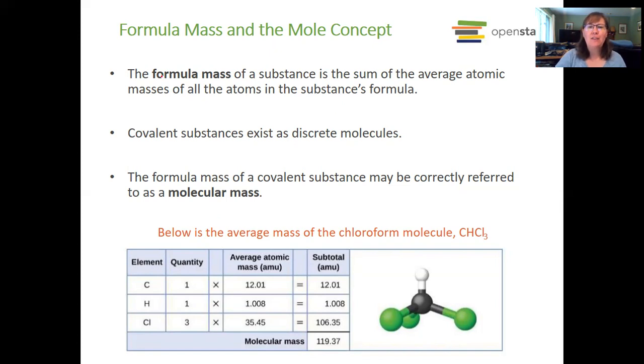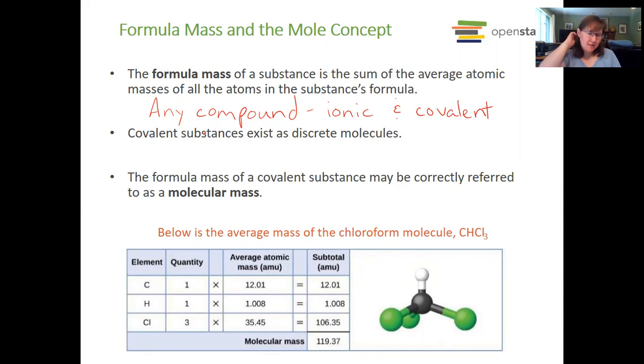But basically, formula mass can be used for any compound. You can say formula mass for any compound, but usually we use it for ionic compounds. But it can be ionic and covalent. Covalent substances exist as discrete molecules. Ionic substances don't, and I'll have some slides about that in a little while.